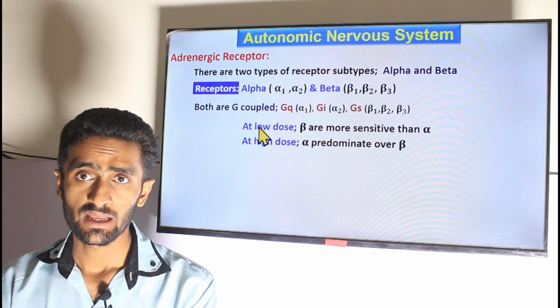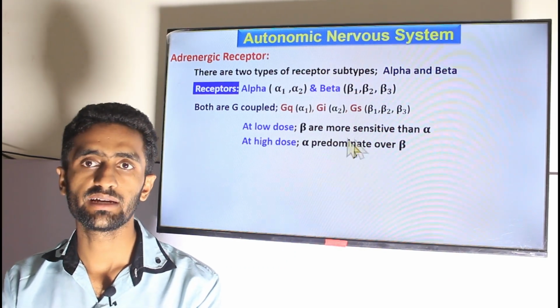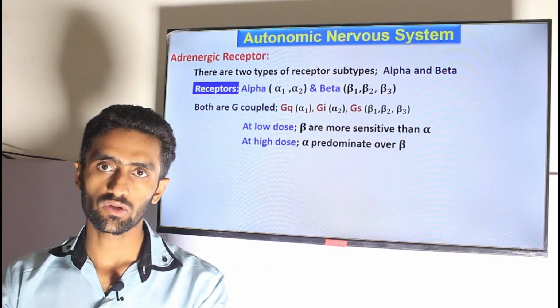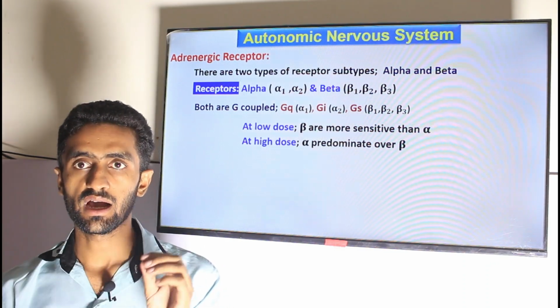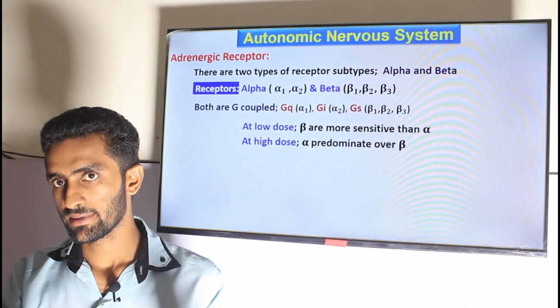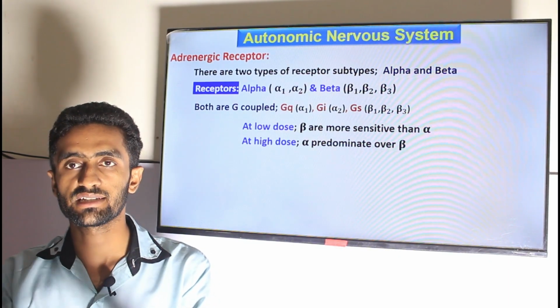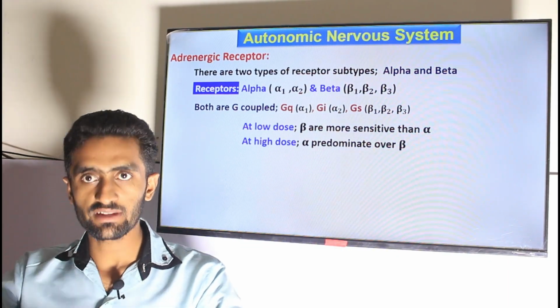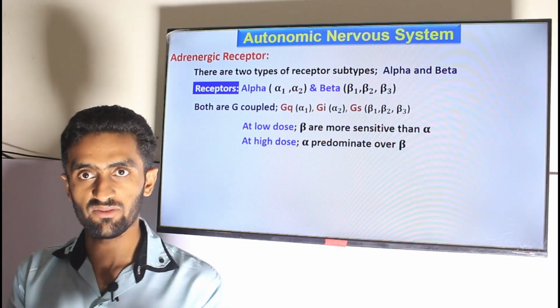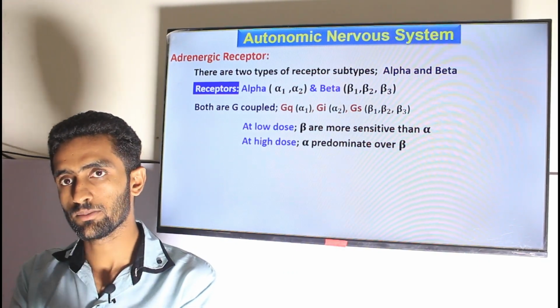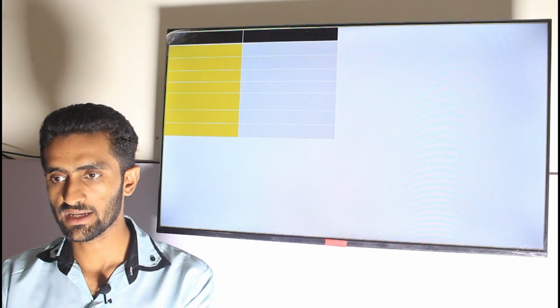The important thing is that at the low dose, your beta receptors are more sensitive than the alpha. Most of the pharmacological action comes at the low dose of the drug. If you give the smaller dose, they stimulate the beta. But if you give the larger dose, they stimulate the alpha most, so your alpha receptor is going to be predominant. Let's see the action of the alpha and the beta.